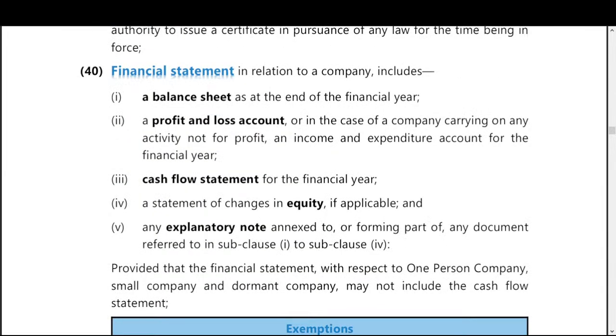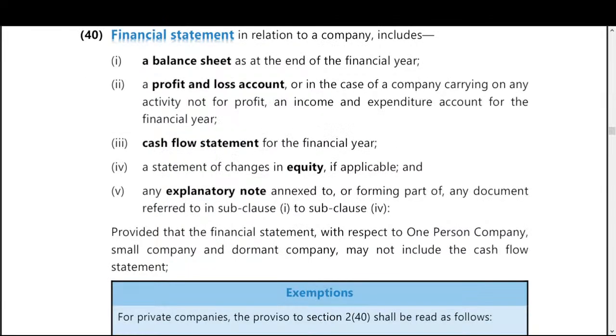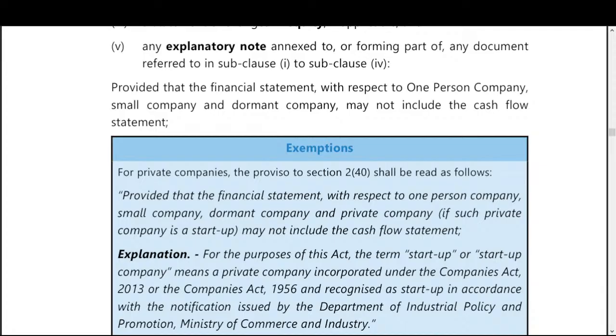Cash flow statement for that financial year, a statement of changes in equity if applicable, and any explanatory note annexed to or forming part of any document referred to in subclause 1 to subclause 4, provided that the financial statement with respect to one person company, small company, and dormant company may not include the cash flow statement.